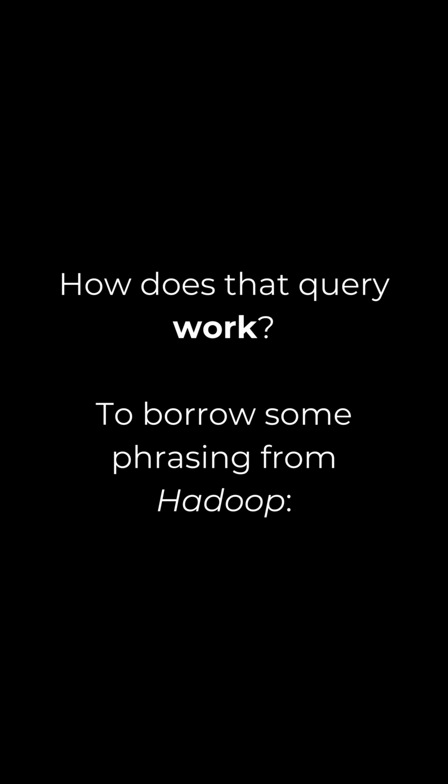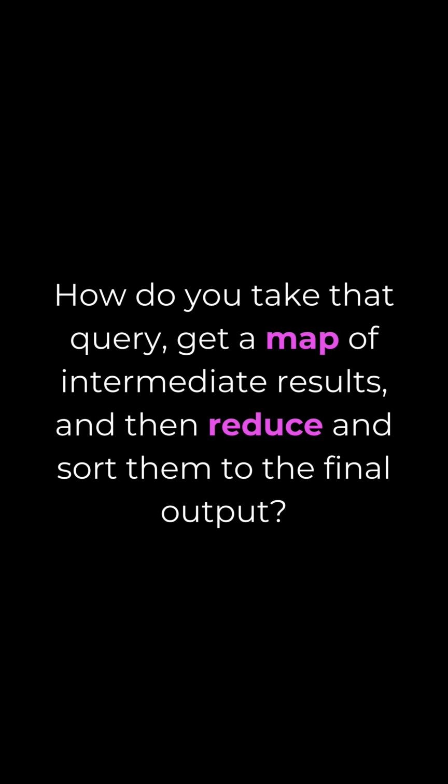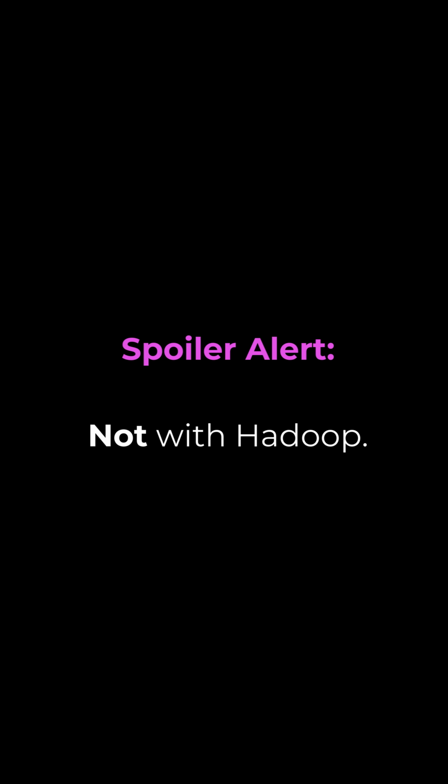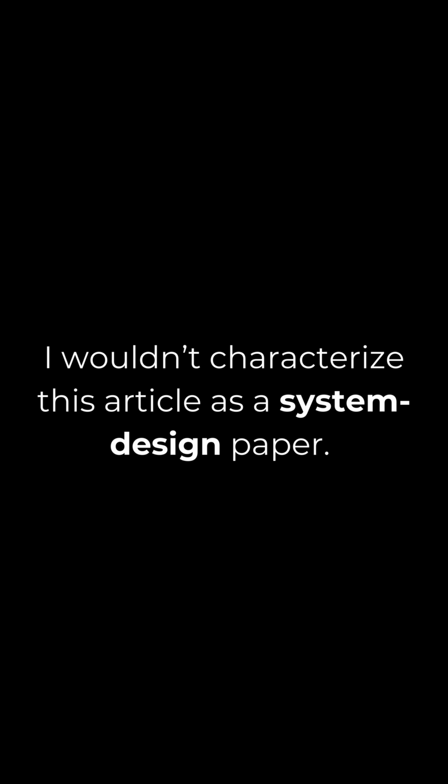To borrow some phrasing from Hadoop, how do you take that query and get a map of intermediate results and then reduce and sort them to the final output? Spoiler alert, not with Hadoop. I wouldn't characterize this article as a system design paper, no. I think this is the step before that.